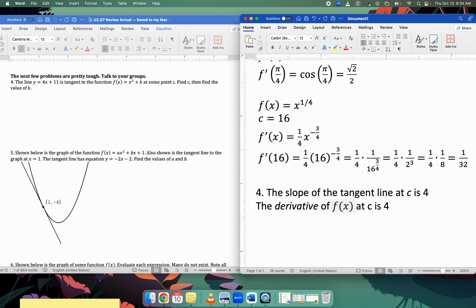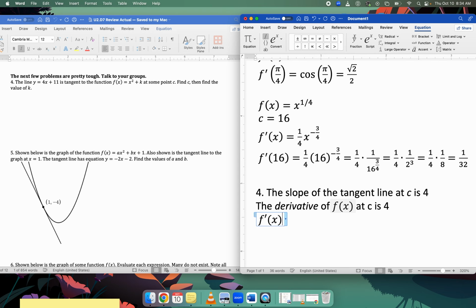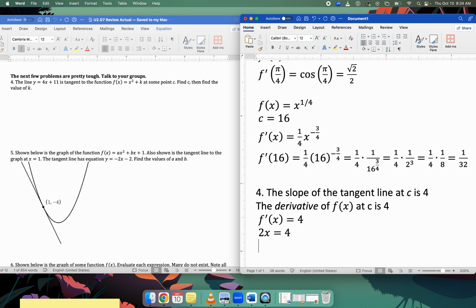So to figure out where that occurs, I take the derivative and I set it equal to 4, and then I solve. So the derivative of f of x is just 2x because k is a constant, its derivative is 0. So I find 2x is equal to 4, which means x is equal to 2. That's c, right? Or at least that's the x-coordinate of c.